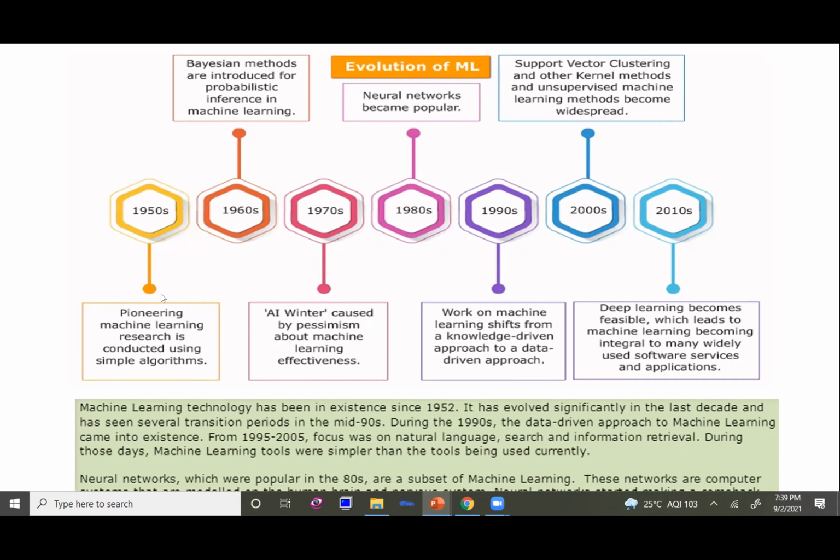Since the 1950s we have had research in machine learning. Then in the 1960s we have Bayesian methods. The Bayesian method is used till now; we have Bayes theorem from probability in our schools. Around the 1970s there was a period called the AI winter, because everybody was pessimistic or not very fond of machine learning. There are reasons: there were no fast computers back then, and there was not enough data.